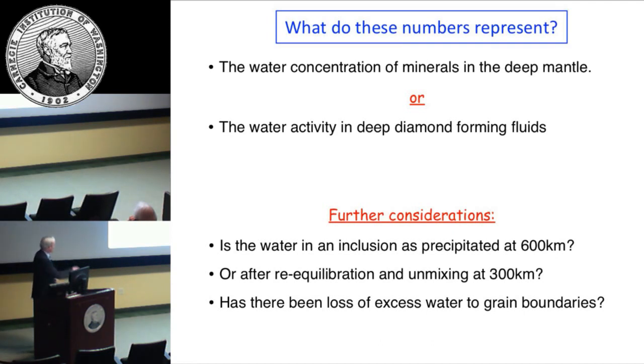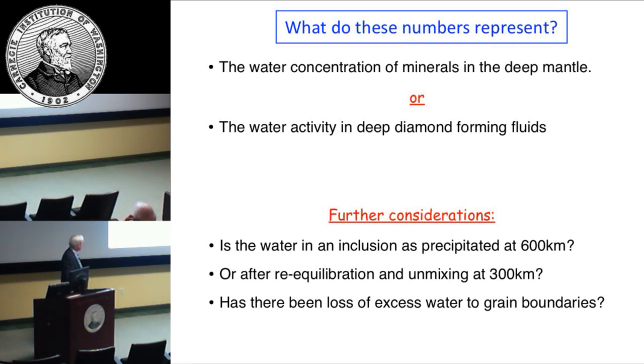There are other considerations and things like this. Do we have water that's in the inclusion as precipitated at 600 kilometers or 700 kilometers? Or when these things come up and they re-equilibrate and unmix, is this really what's trapped in the lattice at 300 kilometers? And it's probably something in between, and probably the jury's out because we don't have enough analyses yet to really know for sure.